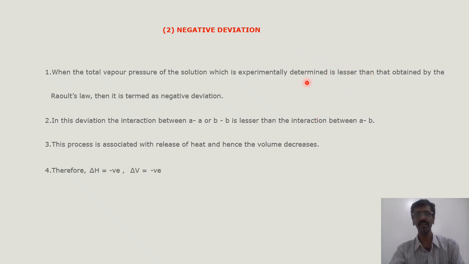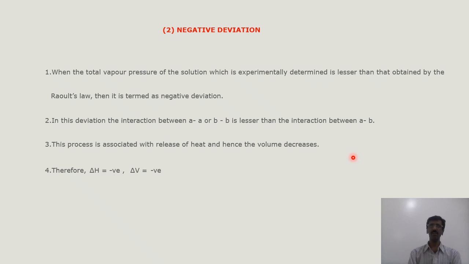In this deviation, the interaction between, that is, I told you about the intra and inter interactions. Over there we said the intra is going to be greater than the inter. So here it will be the opposite. The intra, that is, AA and BB, is going to be less than the interaction between the inter, that is AB. Okay, that is the second point.